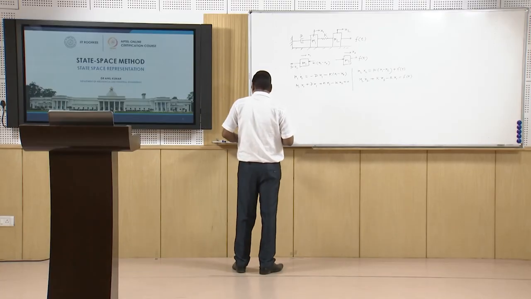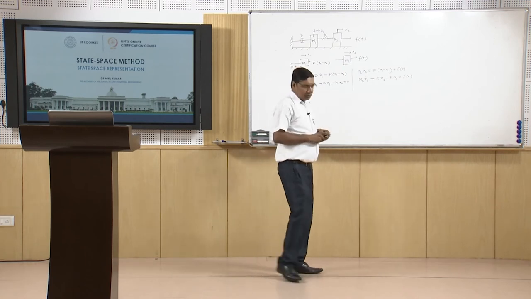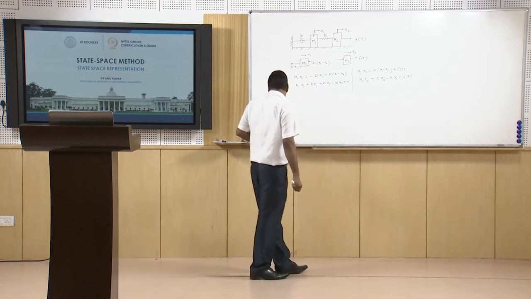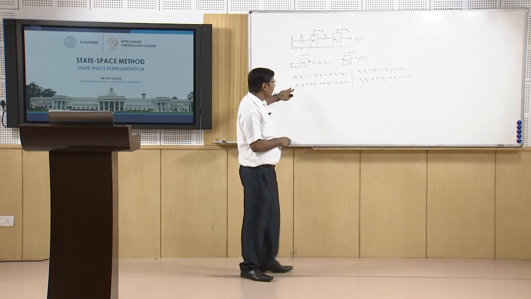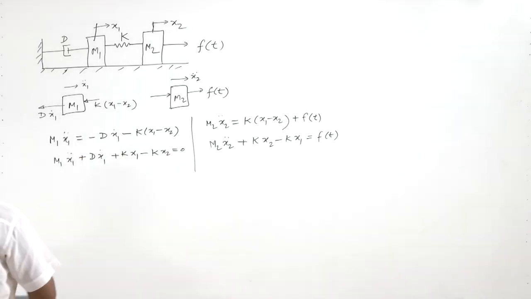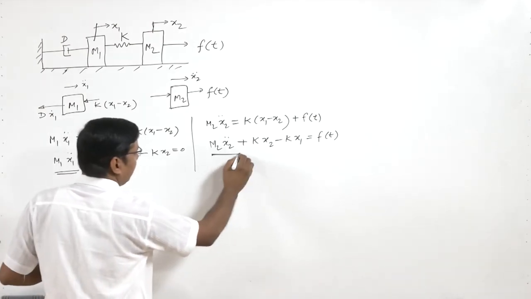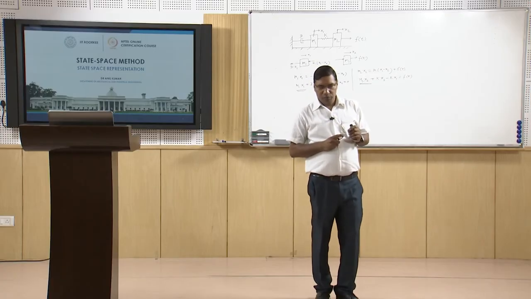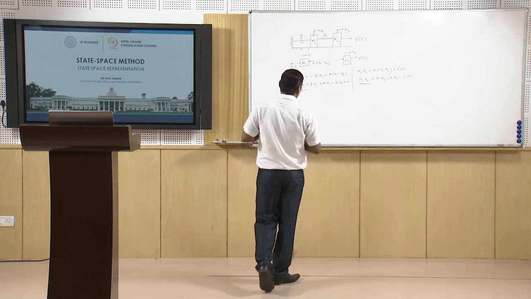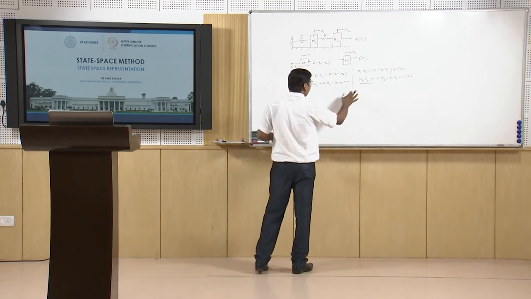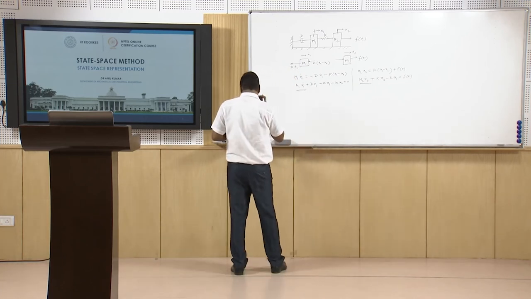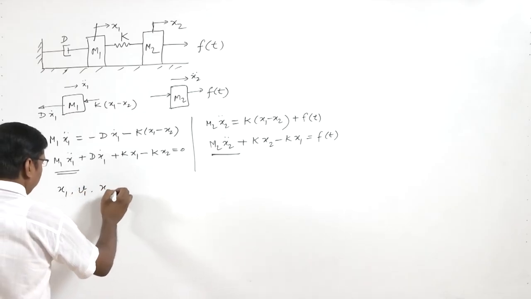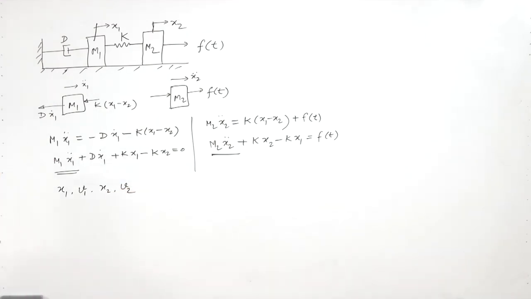Now we have to select the state variables. If we want to write this equation in state space, we have to find the state variables. Here we have a second order differential equation, and here also a second order differential equation. So the minimum number of state variables must be the order of the differential equation, so here 2 plus 2, 4 state variables. Let's select x1, v1, x2 and v2. These are the four state variables.